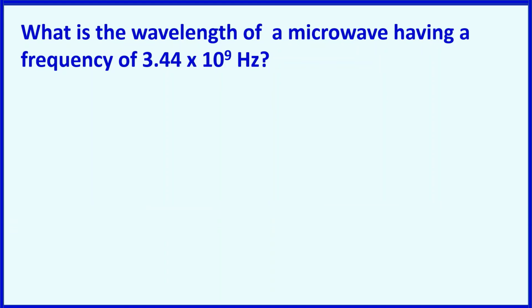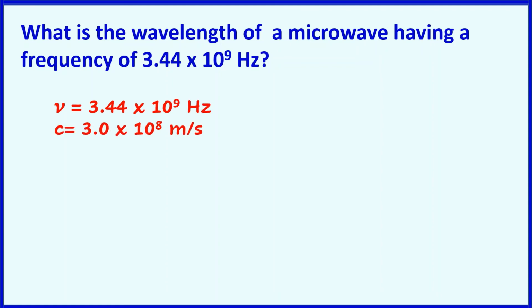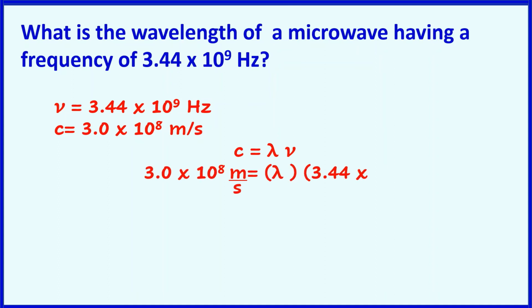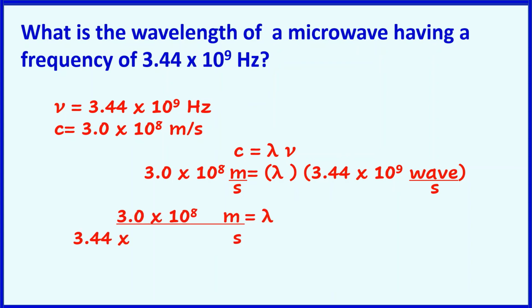So welcome back. Let's check your work. So we make a givens list of the information we're given, and we should know the speed of light. We're going to use the formula, and we're going to plug the numbers into the formula where they belong. In order to get wavelength by itself, we need to divide both sides by 3.44 times 10 to the 9th. And when we do that, we see that our answer is 8.72 times 10 to the negative 2 meters.